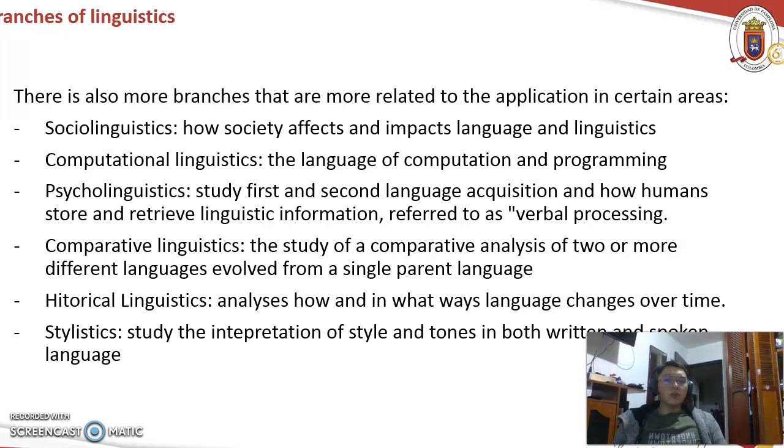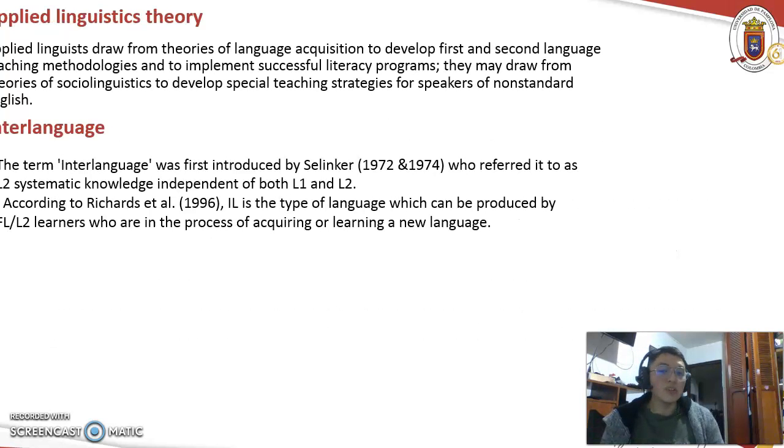There are also some other branches, such as sociolinguistics, computational linguistics, psycholinguistics, comparative linguistics, historical linguistics, and stylistics, which are related to how society affects the language, how language is treated in the computational programming field, how it is taken in a psychological process of coding, and how our brain processes language, how we compare languages from the same historical origin, and stylistics, how we use our tone and style of speaking, spoken competencies and written competencies, and how it changes.